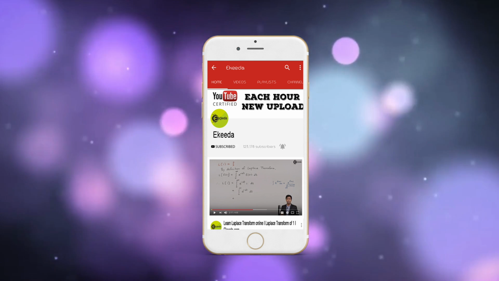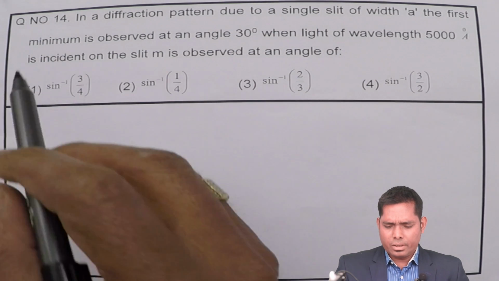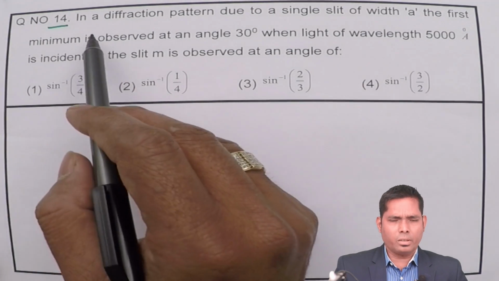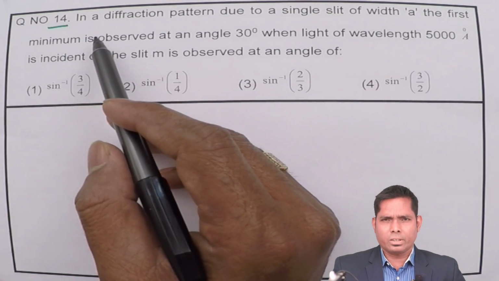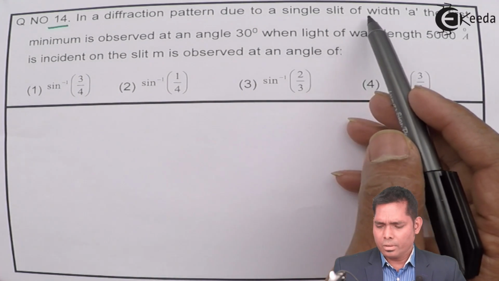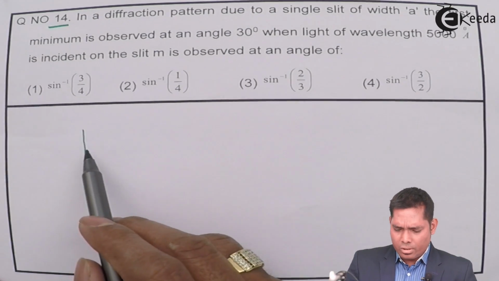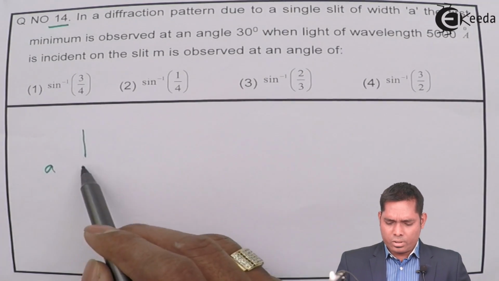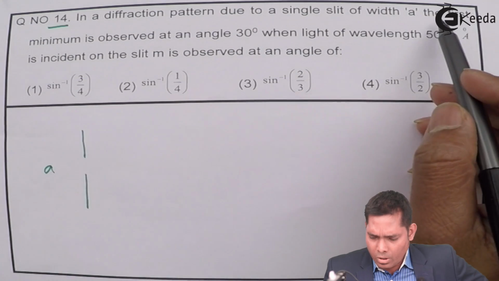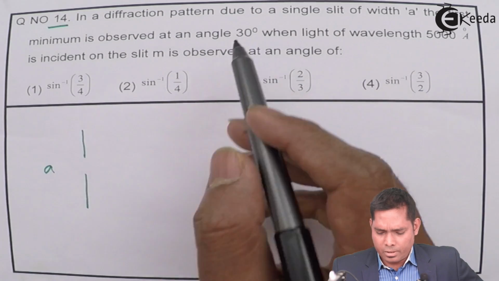Hello students, in this video we'll discuss question number 14 of the NEET Physics paper 2016. Students, this question is about diffraction. In a diffraction pattern due to a single slit of width A, this is a single slit of width A, so this distance is A, the gap is A. The first minimum is observed at an angle of 30 degree.